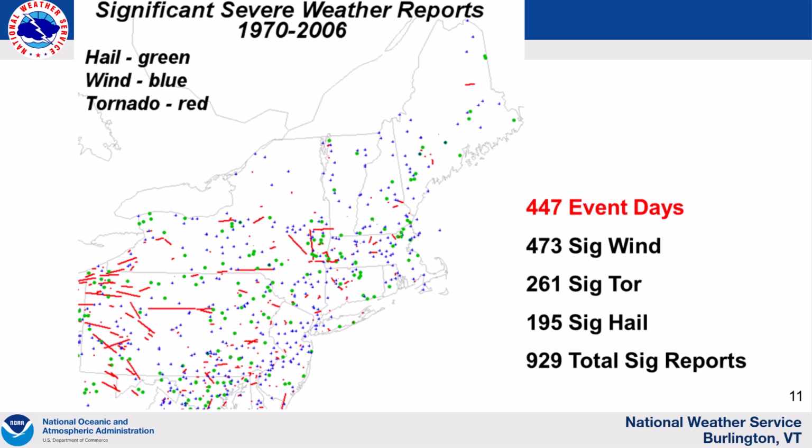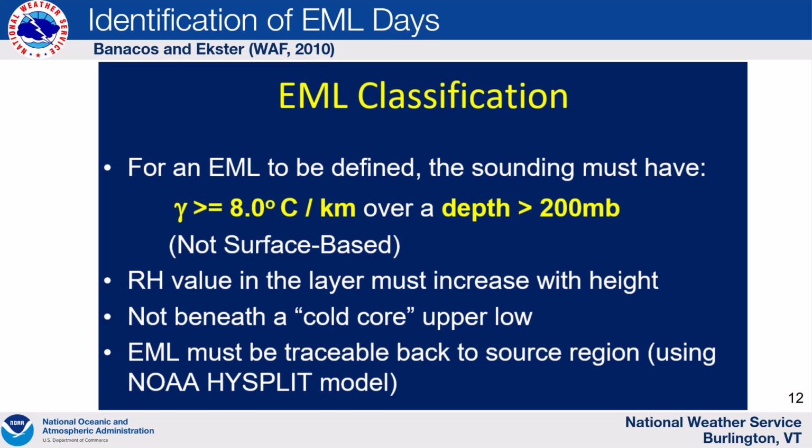The next step in the study was to determine how many of these days were associated with an elevated mixed layer. For an EML to be defined, an observed sounding in the region had to have a lapse rate of at least 8 degrees C per kilometer over a depth of 200 millibars or more, and those lapse rates had to be what we'll call non-surface based. Also, the relative humidity in the layer must increase with height, and we ensured that the steep lapse rates are not associated with being in the vicinity of a cold core upper low.